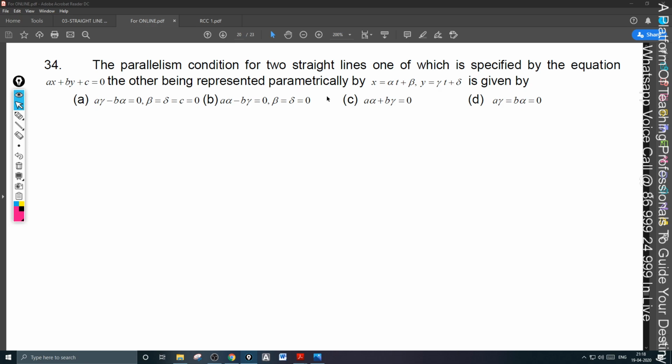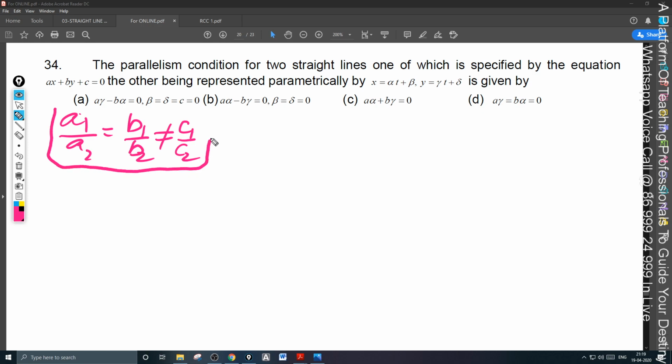That means they must be parallel. What is the condition for parallel lines? Condition for parallel lines, A1 by A2 is equal to B1 by B2 is not equal to C1 by C2. You know that. Let us do that. But the second equation is not directly given. That's what the problem is here. Now let me make it. Second line, I will write it like this.